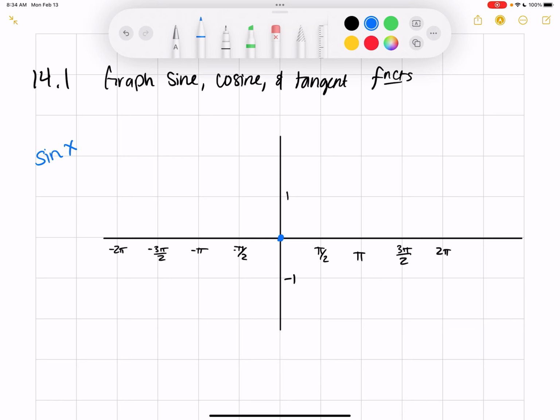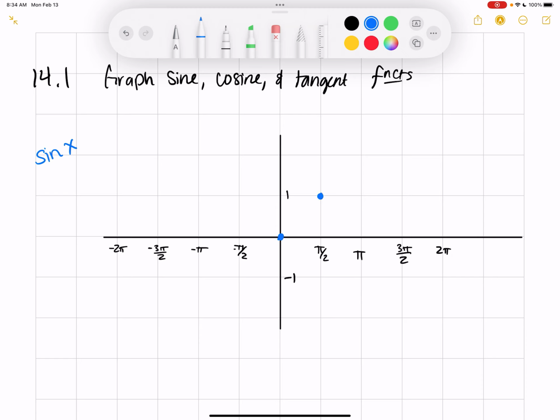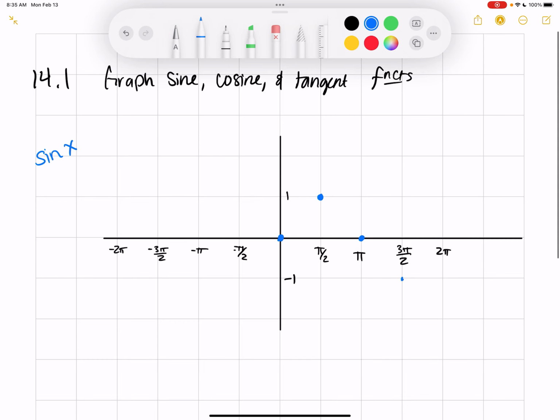What about at pi over 2? Or 90 degrees? 1. So it's 1. Okay, remember these are all axis points. So sine of pi would be what? 0. How about sine of 3 pi over 2? Negative 1. And then sine of 2 pi? 0. Okay, so what you're going to notice is it follows this pattern, okay, and it's going to keep going.